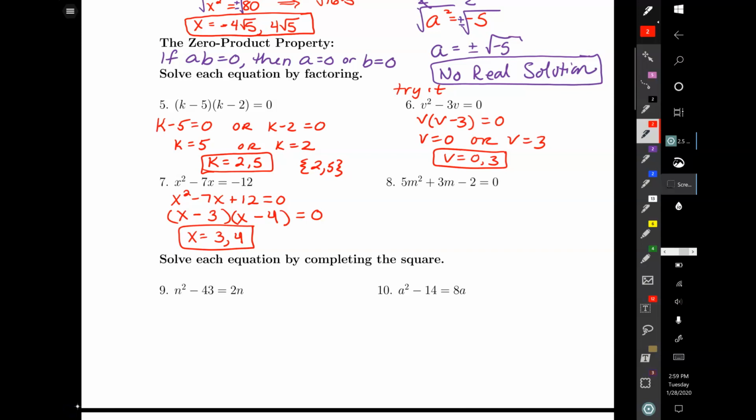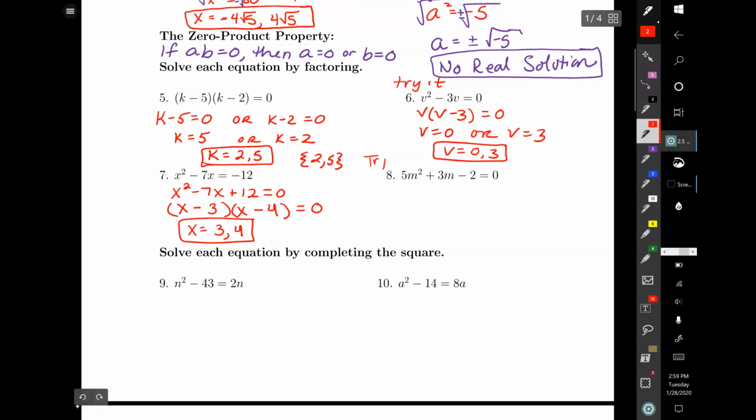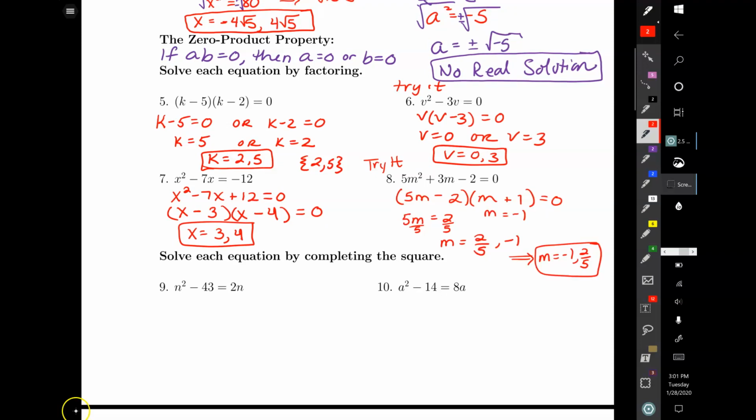Okay, one last one on this type. You could try this one yourself. It's already set equal to 0. So go ahead and factor it and solve. It's a little trickier though because it has a coefficient of 5 on the lead term. So it's 5m squared plus 3m minus 2 equals 0. So try that one and then check back.